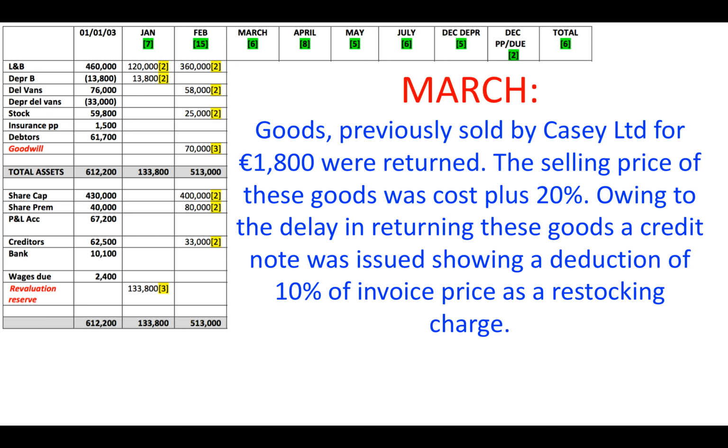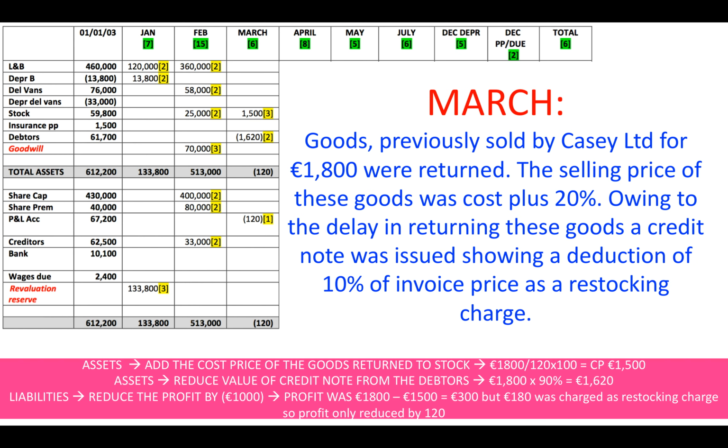So owing to the delay in returning these goods, a credit note was issued showing a deduction of 10% of invoice price as a restocking charge. So the debtor didn't get a credit note showing minus 1,800, it was minus 1,800 without €180. Okay, so 1,620. So let's take a look at this. So the stock, as we worked out, is 100% because 1,800 is the cost price plus 20%. So it had the profit in there as well. So the stock is 1,500.